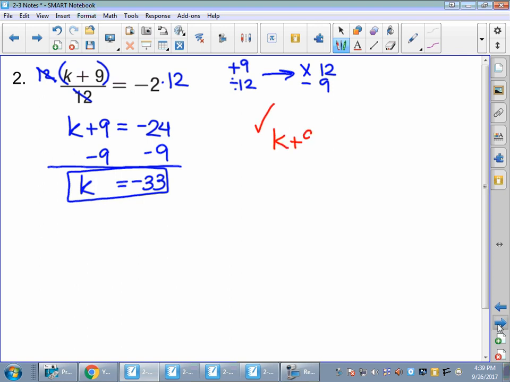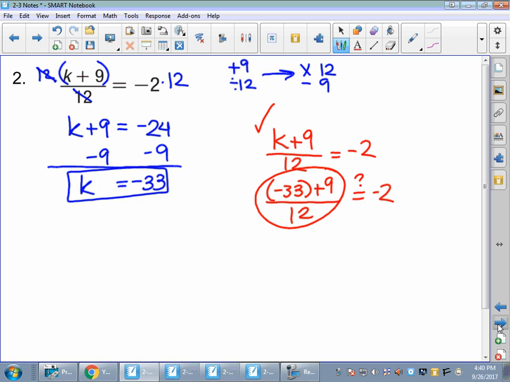Write down everything the same: k plus 9 all over 12 is equal to negative 2. Negative 33 plus 9 divided by 12, is that equal to negative 2? We're checking. That's why I put a question mark there. I don't know if they're equal. If I can make all of this equal this, I know that I'm balanced.